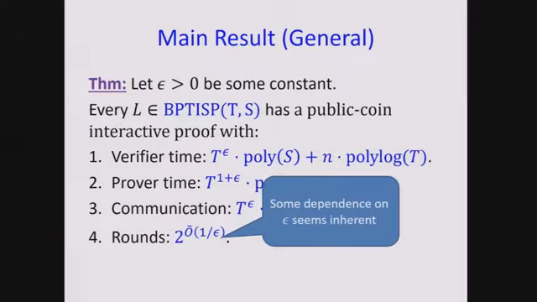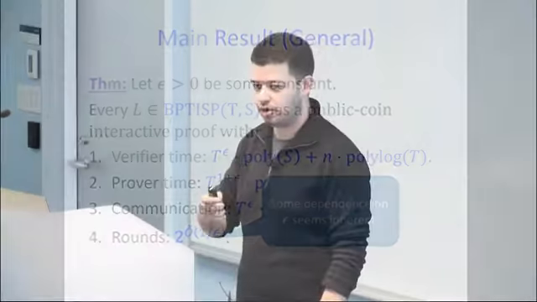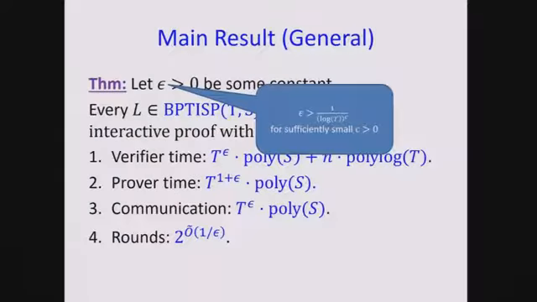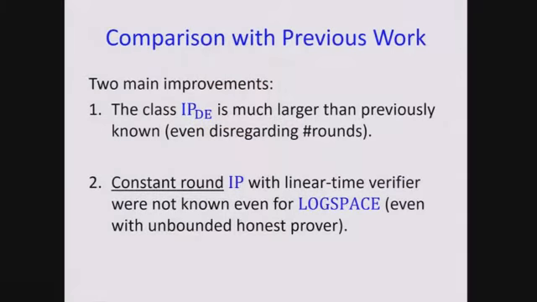Right. So that goes back to this. As Nir pointed out, some dependence on epsilon, under what I think are reasonable complexity theoretic assumptions, is needed. Basically, a linear dependence seems inherent. We have an exponential dependence, and I think it would be very interesting to improve this, even to anything smaller than this. OK, so this is the main result.